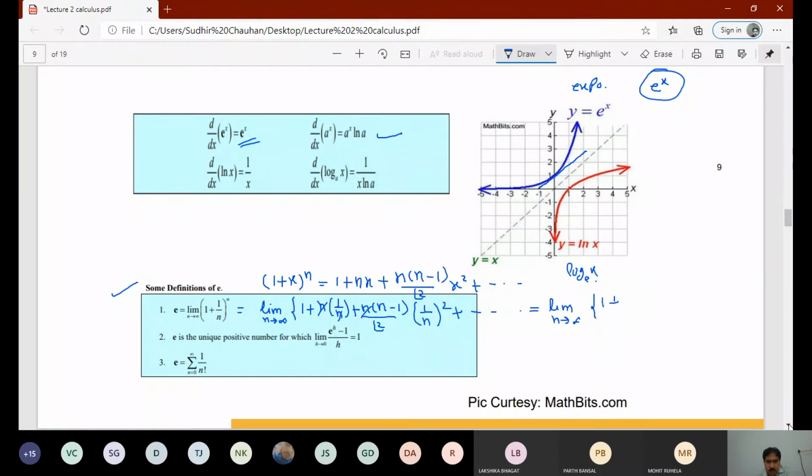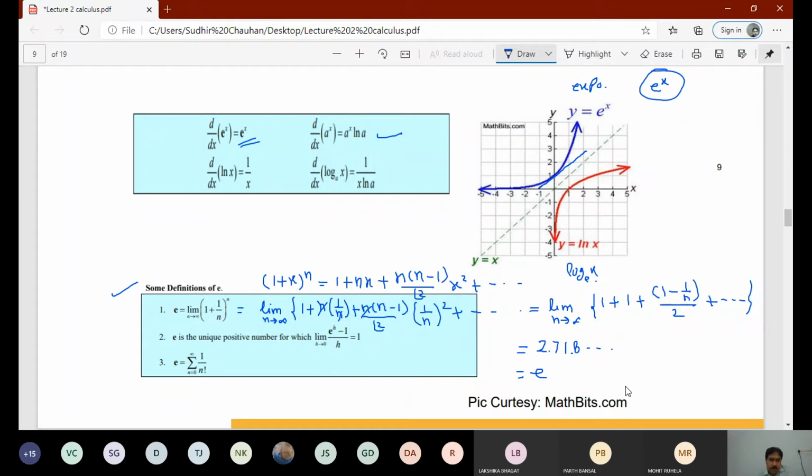It will be 1 plus 1 plus, now it will be 1 minus 1 by n upon 2 plus and so on. So if we put the limit n tends to infinity, this will be 0. Similarly we can get some more terms, and it will be equal to 2.718 and something. In that way we can find this value, and it is known as number e.